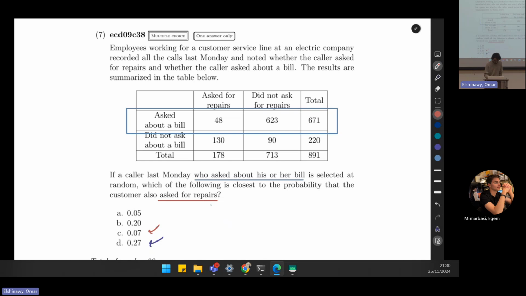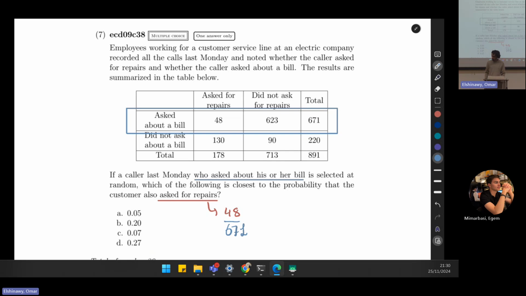Then in this case, how many people of this subset asked for a bill? 48. So we're looking at 48 out of how many people? 671. Yes. And I'm not sure, but I think this is a small number. I don't think it's either A or C. I need to compute it.